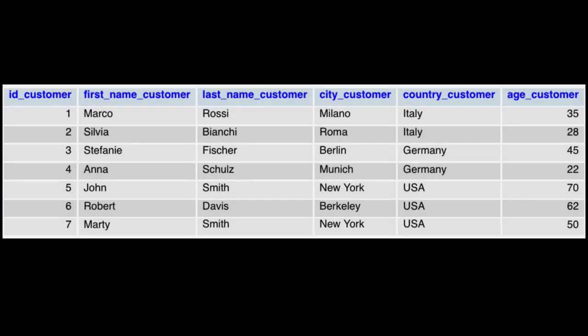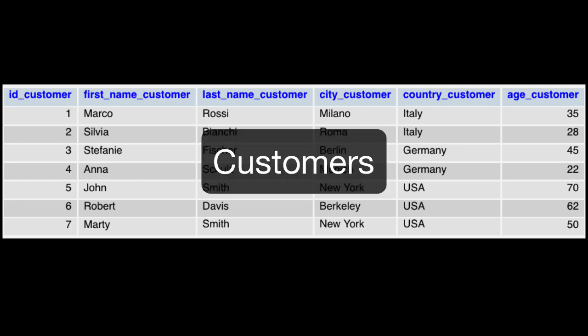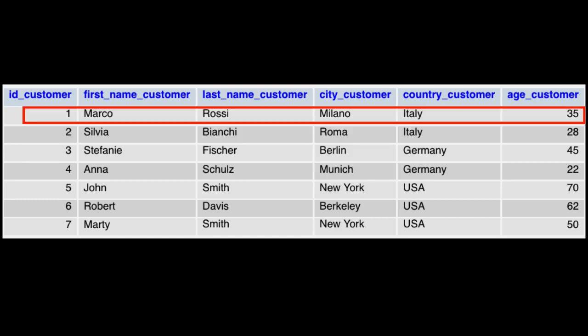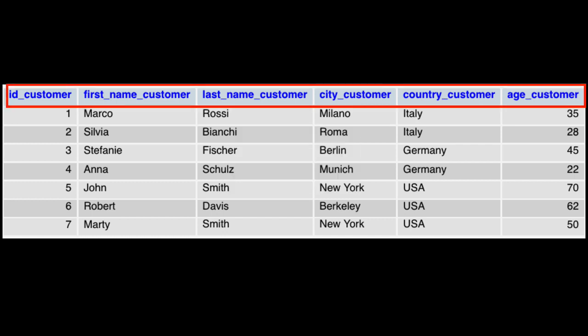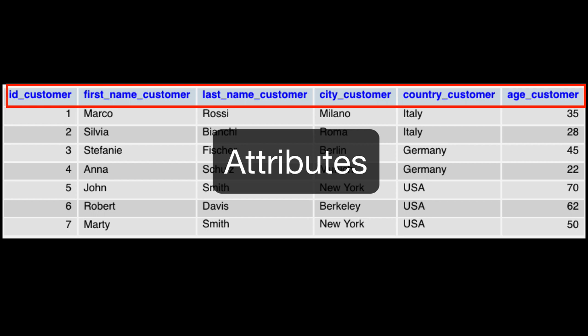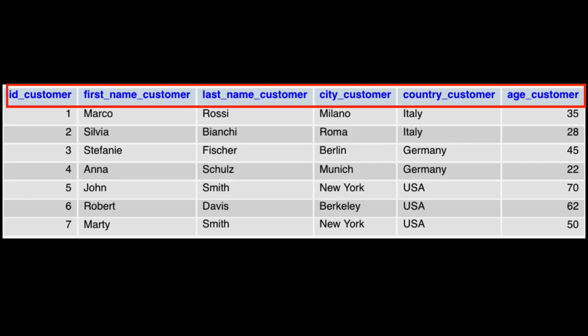Let's see, first of all, how information is typically stored in a relational database. Information is stored in tables. We should say in relations, but let's keep it simple for this introduction. So, for example, this is a table containing the information about our customers. A row in the relational model jargon is called a record. And these are the attributes or the columns or the fields of the table, okay?